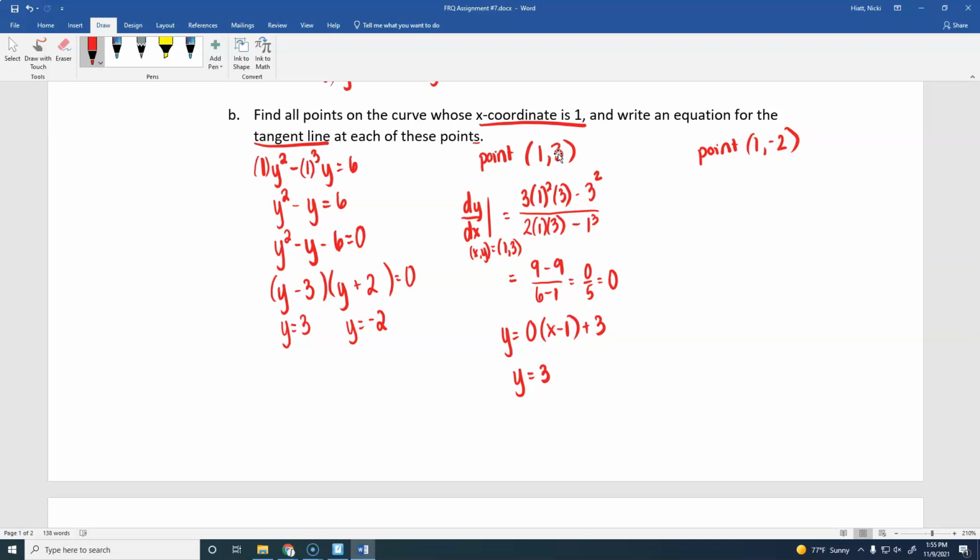What is important here is that you show that you are plugging that point into this derivative. Technically, you don't even have to simplify, but in order to write the equation of the tangent line, you're going to want to simplify, and then put that into the equation of the line.